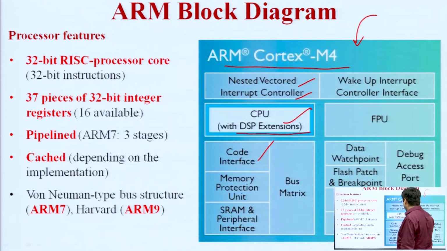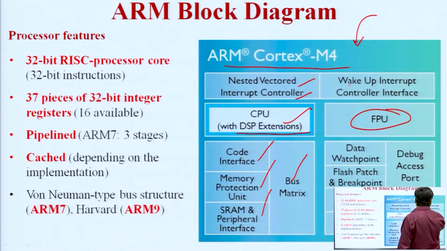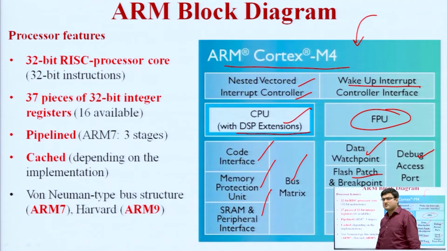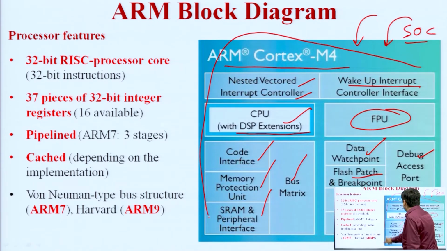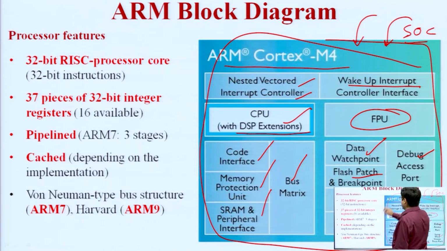It has a code interface, memory protection unit, SRAM, bus matrix, floating point unit, wake up interrupt unit, data watchpoint, debug interface unit, serial wire unit, ETM, ITM, flash patch. All these things are integrated on the same chip. So basically it is a single chip, or we can say a system on chip. The entire computer is integrated on the same chip.